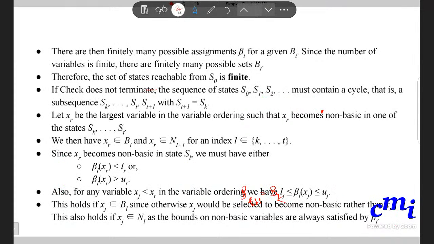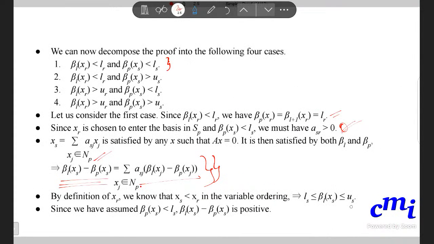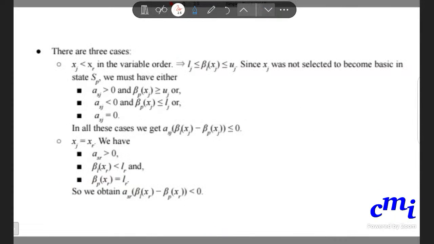So we have this, and now since we have assumed that beta p of xs is less than ls and beta L of xs is greater than or equal to ls, this is positive. So right now we have proved that this part is not greater than or equal to, it's just greater than 0. It has to be positive. Now there are 3 cases again.